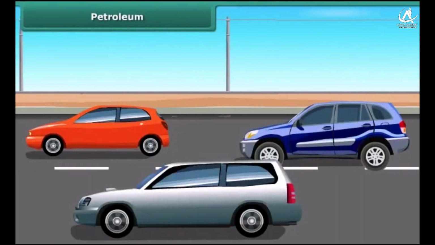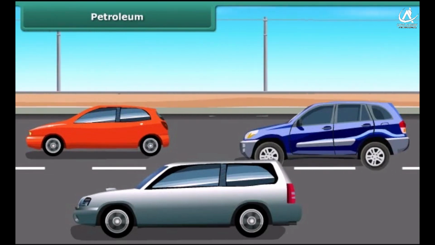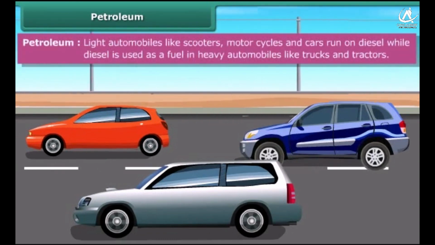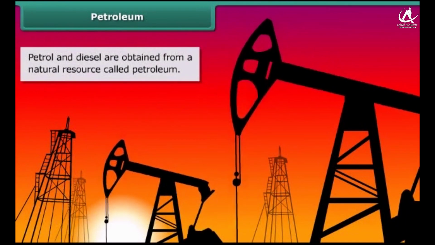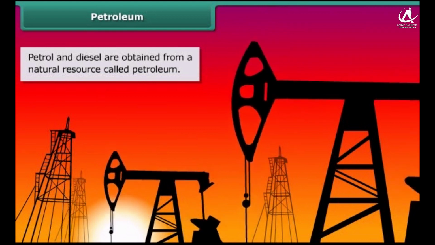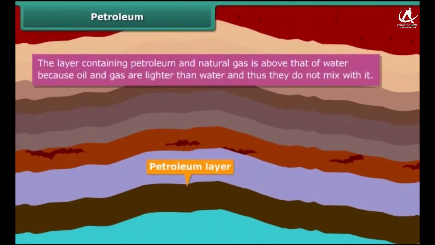Friends, I know you all are fond of luxury cars and vehicles, but do you know on which fuel they run on roads? Actually, most of these run on either petrol, diesel, or compressed natural gas, also known as CNG. Petrol and diesel are obtained from a natural resource called petroleum. Petroleum and natural gas deposits exist as a layer above the water layer.